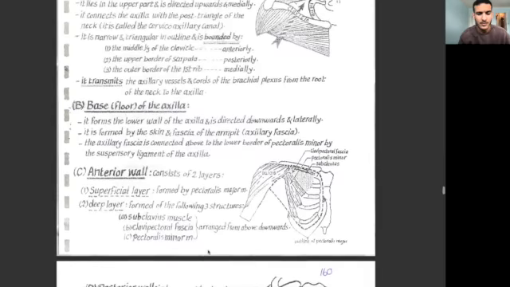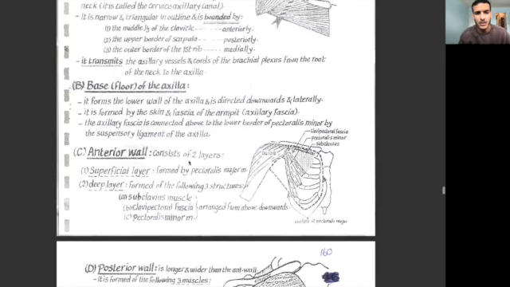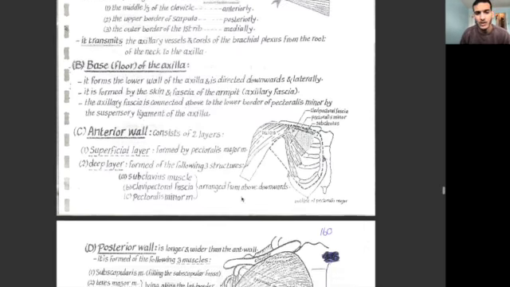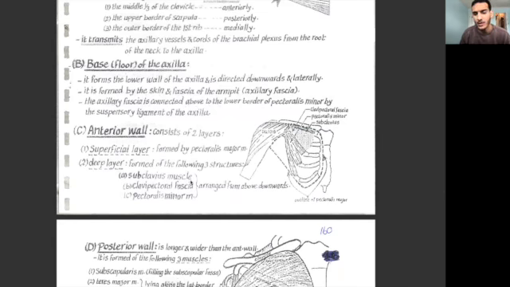Okay. The anterior wall consists of two layers, the superficial and the deep. The superficial is formed by pectoralis major. That's the muscle that covers most area of your chest area. And the deep layer is formed by the following three structures. The subclavius muscle, it's just the muscle below the clavicle, the clavipectoral fascia, and the pectoralis minor muscle.